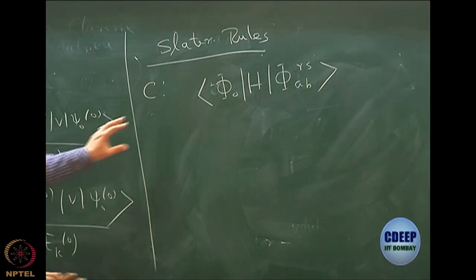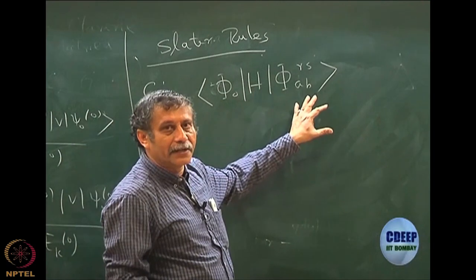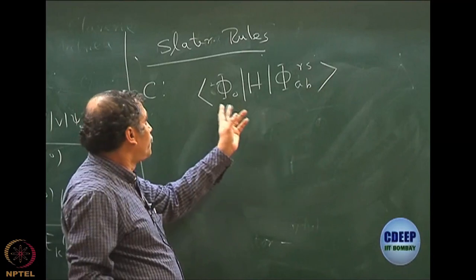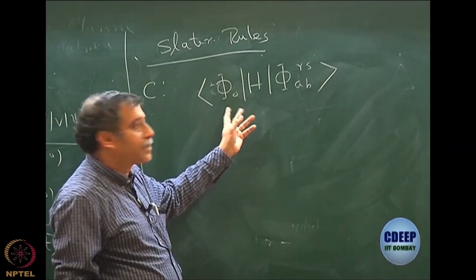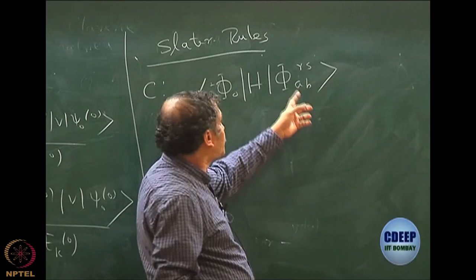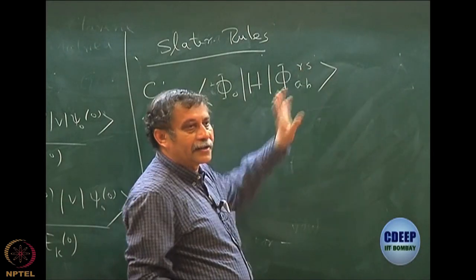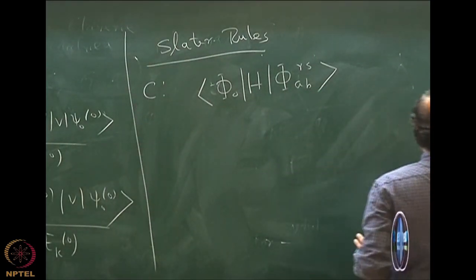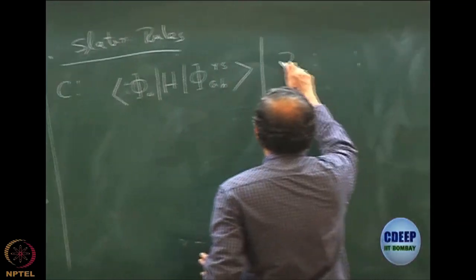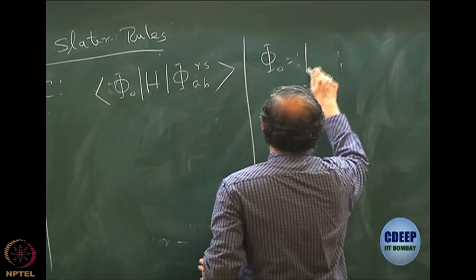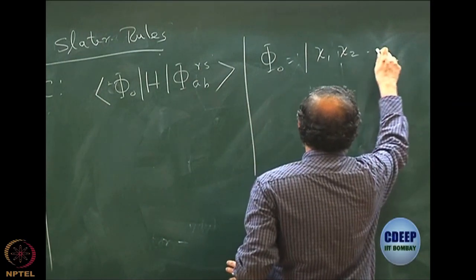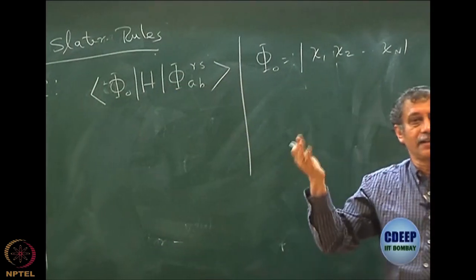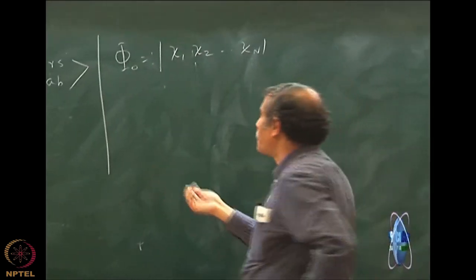So this is an n electron determinant, this is also an n electron determinant, but now the difference between these two determinants is that two spin orbitals from these determinants, which are A and B, are replaced by virtual orbitals R and S. Is it clear? Just like A and R we had done. If I write phi 0 as chi 1, chi 2, in spin orbitals, note that everything that we do first is in spin orbitals, we later spin integrate wherever possible and convenient.